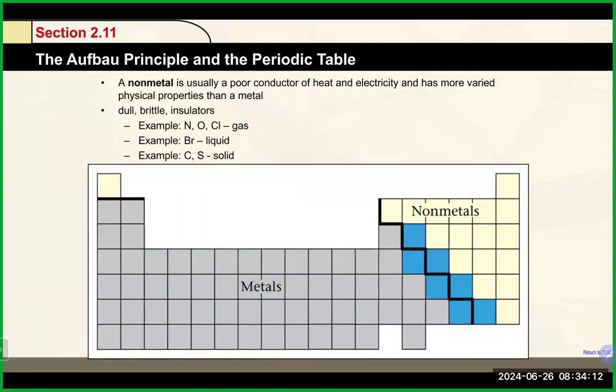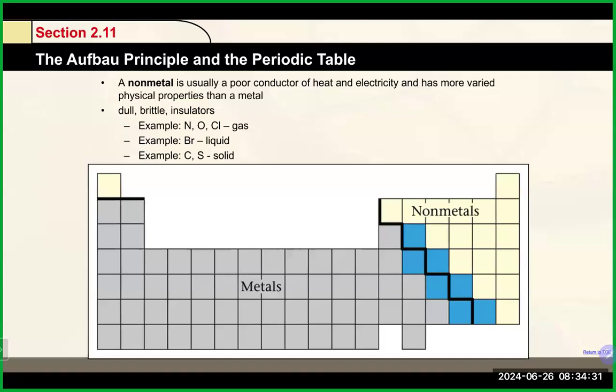Now, a nonmetal has pretty much the opposite characteristics. They're dull, they're brittle, they're bad conductors of heat and electricity. Also different is the state. For the most part, you've got a little bit of everything happening with our nonmetals. We have some that are gases, some that are liquids, and some that are solids.